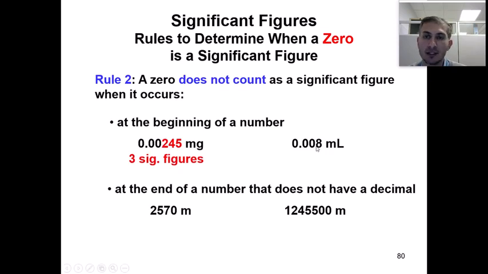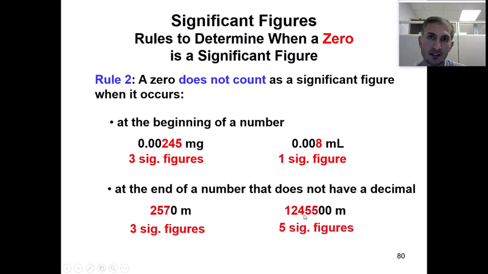In this example, they are placed at the beginning, so we call it 1 sig-fig. If we have zeros at the end without a decimal, pay attention to this rule. If we have zeros at the end without a decimal, we don't count them. For this example, this 0 at the end, but there is no decimal, so we just have 3 sig-figs. Here, they are zeros at the end without a decimal, so we have only 5 sig-figs.